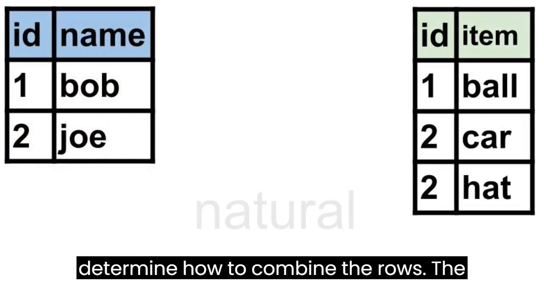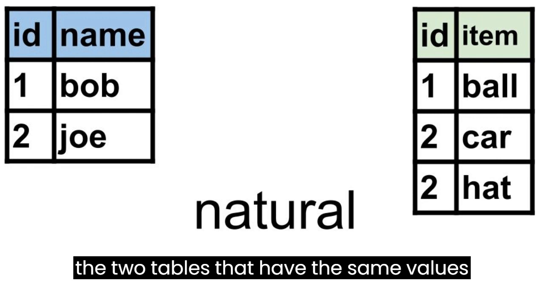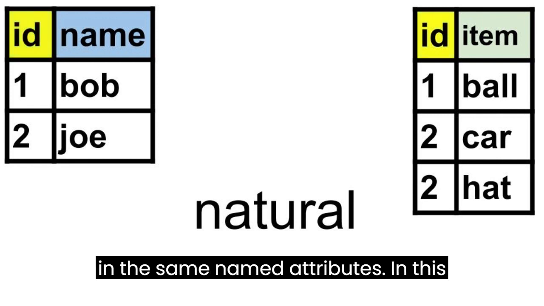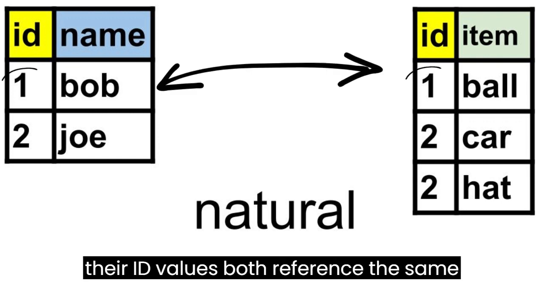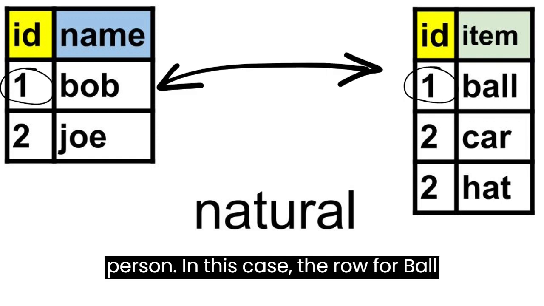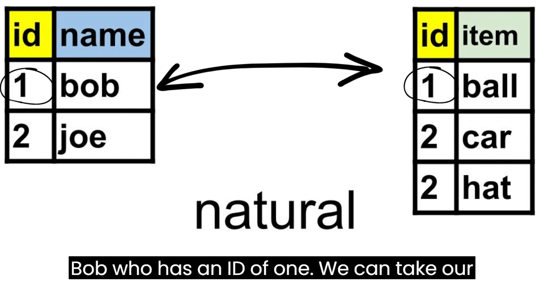The first step in a join is to use a join condition to determine how to combine the rows. The natural join condition matches rows from the two tables that have the same values in the same named attributes. In this case, we will match items with people if their ID values both reference the same person. The row for ball has an ID of 1, so we can match it with Bob, who has an ID of 1.